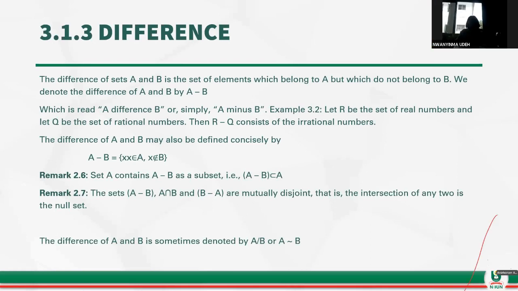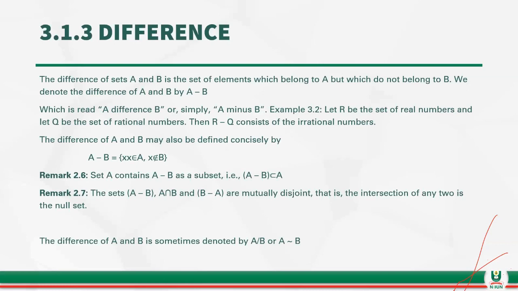Now, remember, numbers can be rational or irrational. So what is the difference between real numbers and rational numbers now? Irrational numbers, sir. Irrational numbers. God bless you. The set of real numbers minus the set of rational numbers gives you the set of irrational numbers. Great.